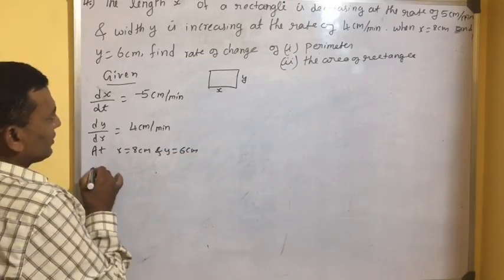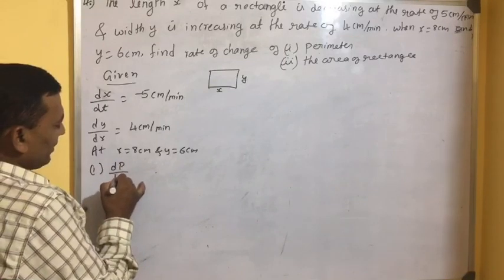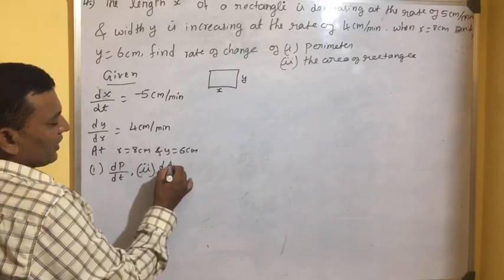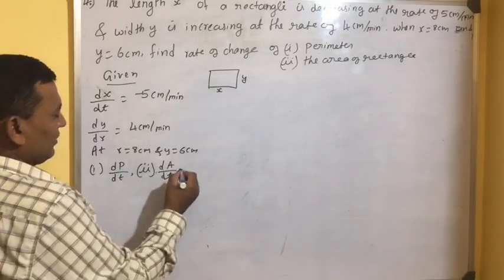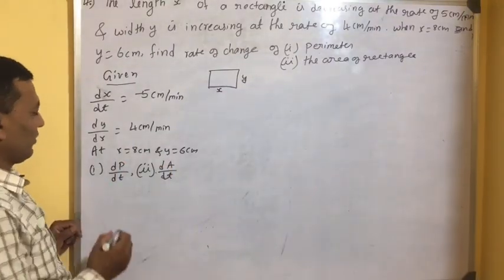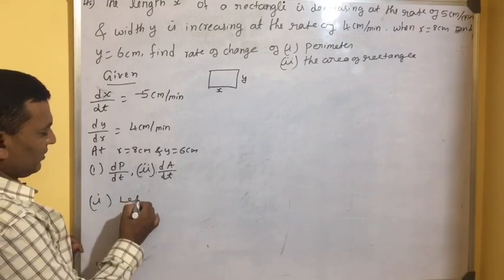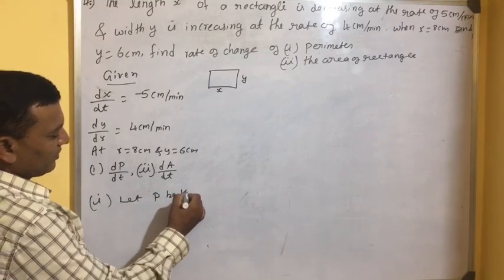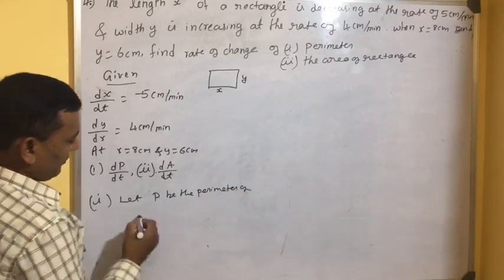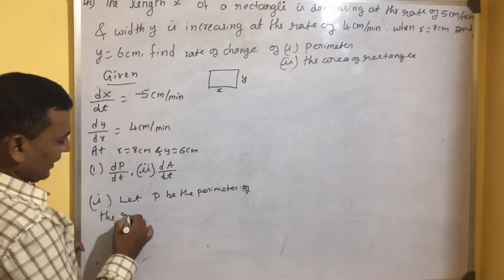We have to find two things: the rate of change of perimeter. In the first case, perimeter, if I take it as P, dp by dt. Second one, area. If I take A as area, it is dA by dt. These two I have to find. Now first thing, we'll go first. So first part, we have to find the perimeter. So let P be the perimeter of the rectangle.